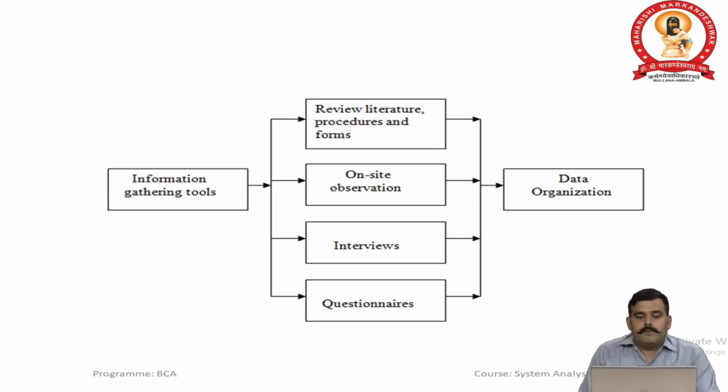The information gathering tools which we generally use will generate the data organization that will help in system development. It will provide you the conceptual model of the system, how the data will be accessed and how the data will flow in the system. So, in the diagram you can easily see that information gathering tools are review of literature, procedures and forms, on-site observation, interviews and questionnaires. And after using these tools, we will have the data organization for the working system as per the user requirement.